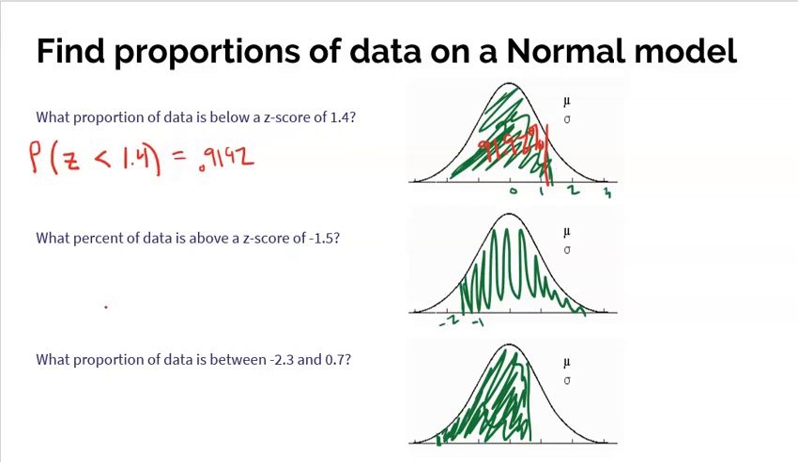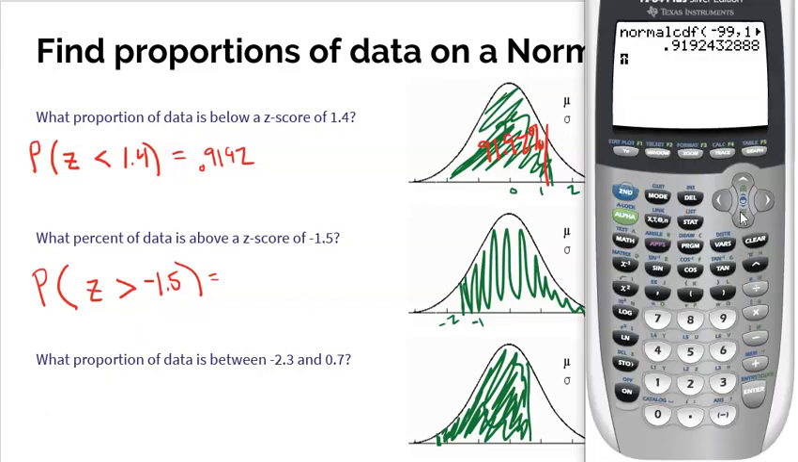All right, let's answer this next one. What proportion of data has a z-score greater than, above, negative 1.5? Now, some kids always end up asking me, does it matter? What about equaling negative 1.5? You know, greater than or equal to, less than or equal to. The normal model doesn't matter with that. It doesn't get impacted by that at all.